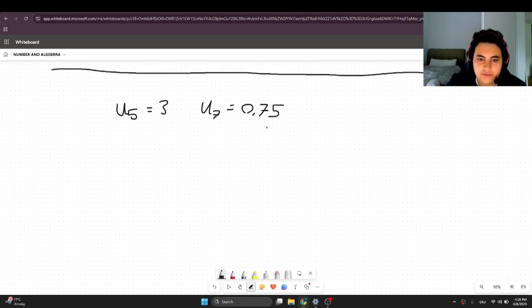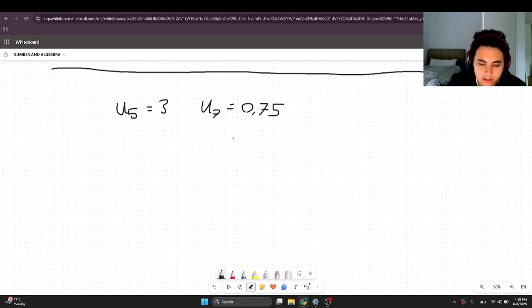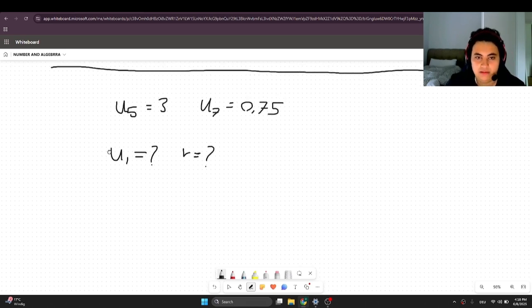0.5, I said 0.5, right? So 0.75, sorry. The first term u1 and the common ratio is what we're supposed to find. So we don't know u1, we don't know the common ratio, which is very sad because u1 and the common ratio are the crucial elements needed for us to have a smooth sail, so to say. But we don't have those and we need to find them.